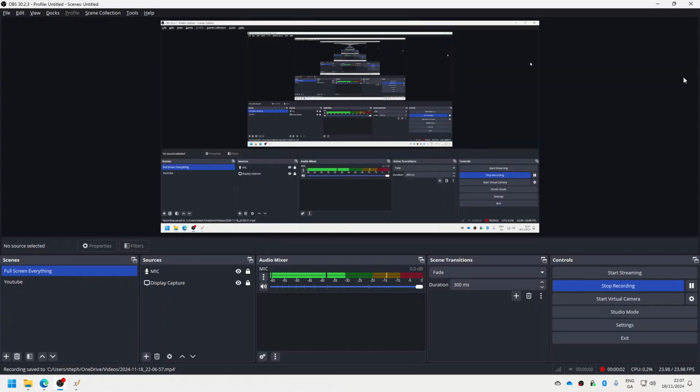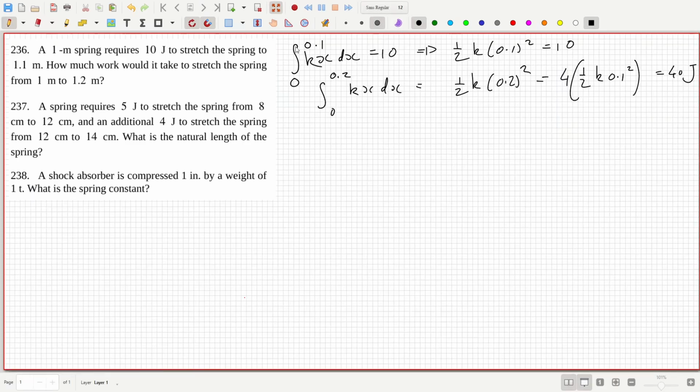Okay, now the next one. So that was 236, 237. So 5 joules to stretch the spring from 8 to 12 centimeters. So we're using centimeters, so I'm going to convert it to meters.